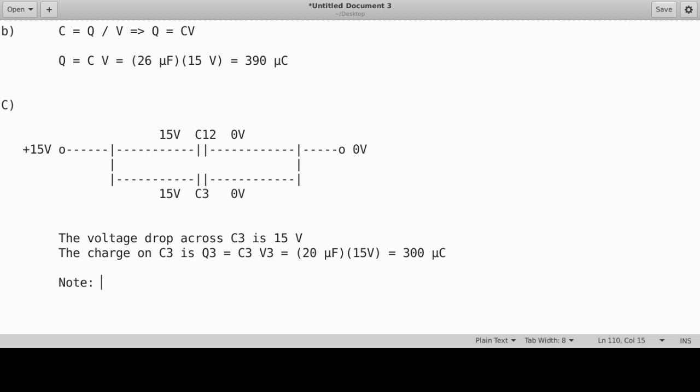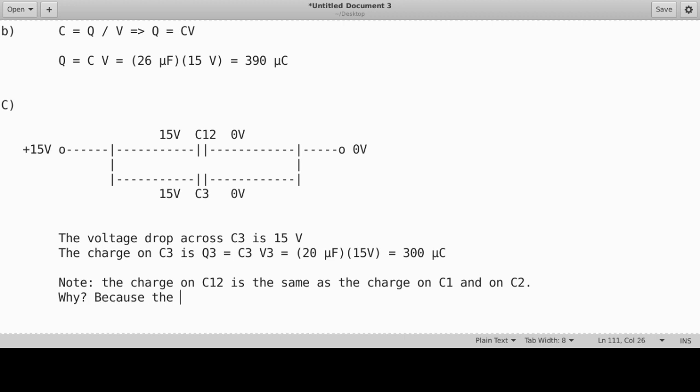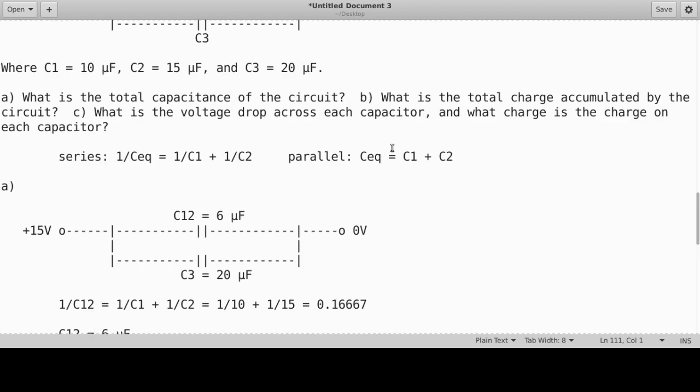Note the charge on C12, on both of them, is the same as the charge on C1 and on C2 individually. And if you're wondering why, it's because the charge on C1 can only come from C2 and vice versa. Now let me make that a little bit clearer.